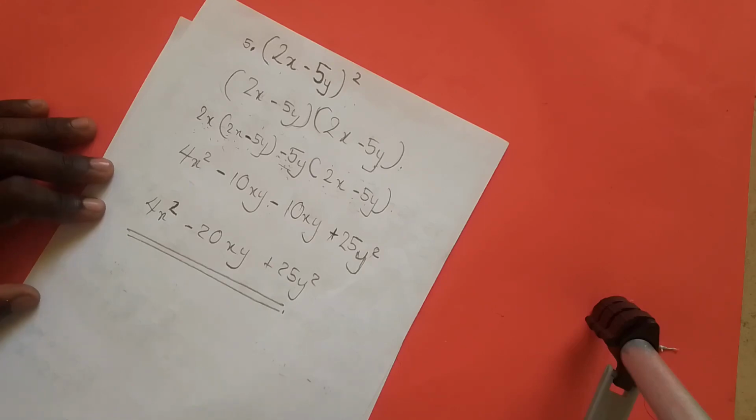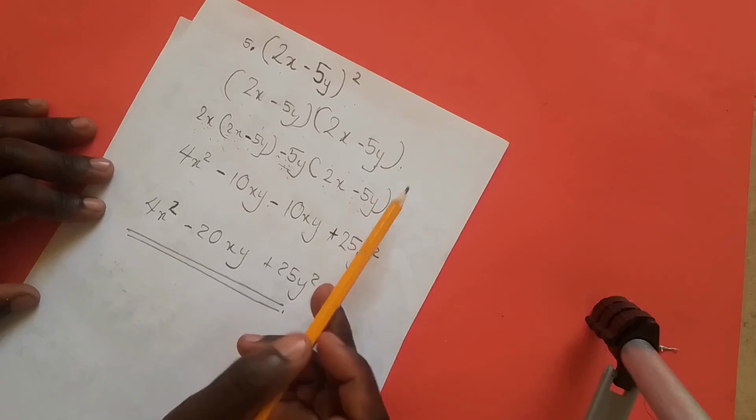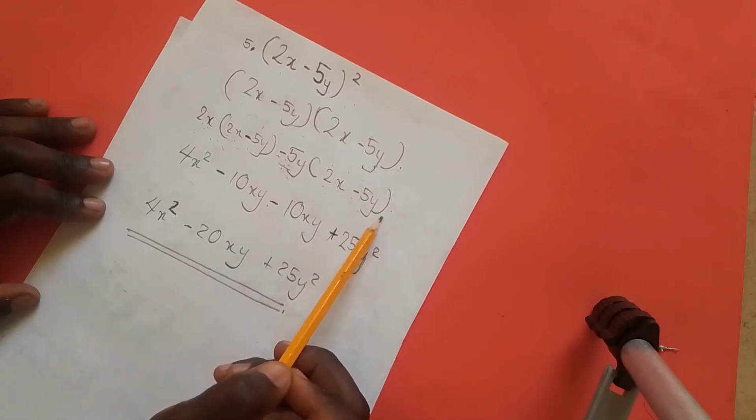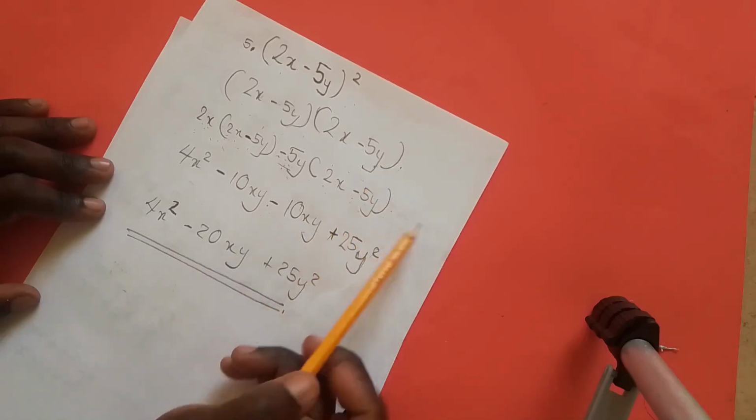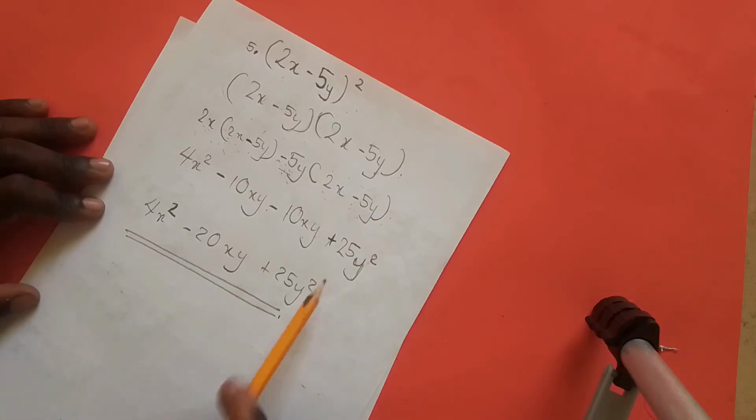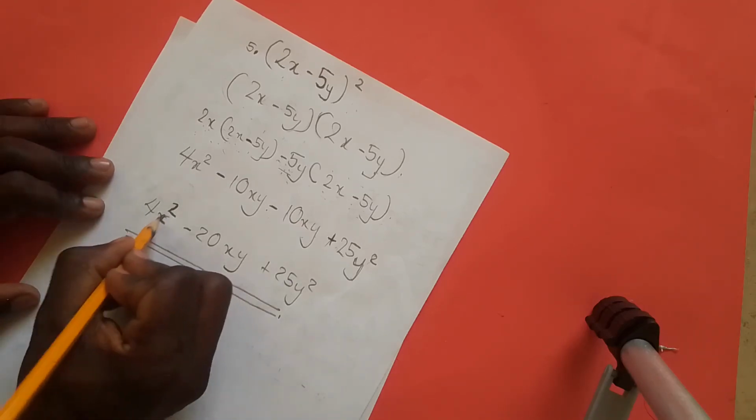You were simply just told to expand and simplify. In the second and third step, we were expanding. Then in the fourth and fifth step, we were simplifying. So I hope this was clear to everyone.